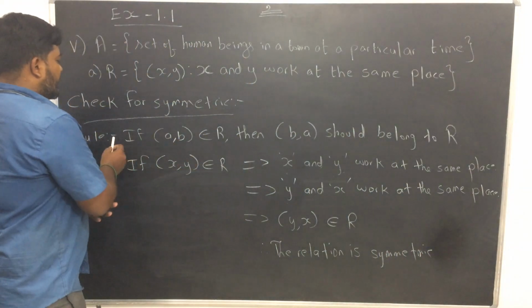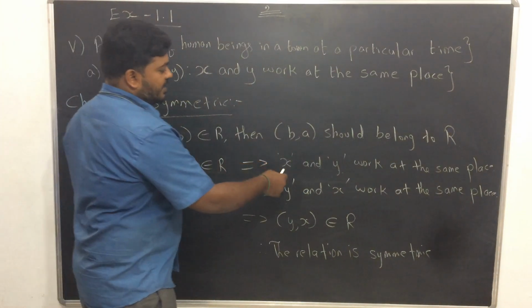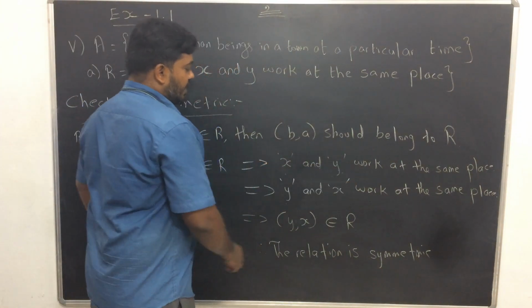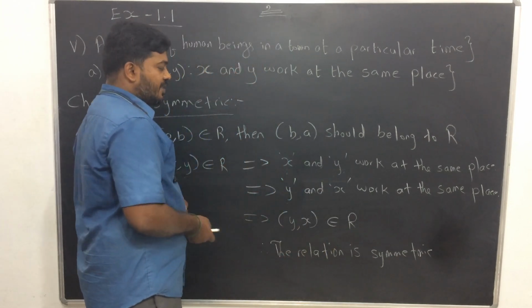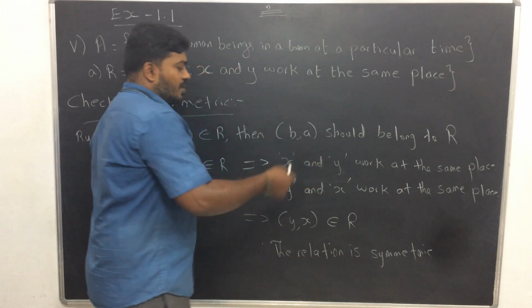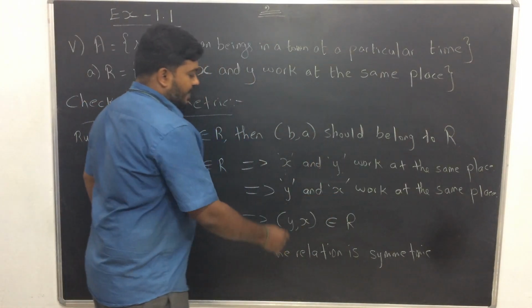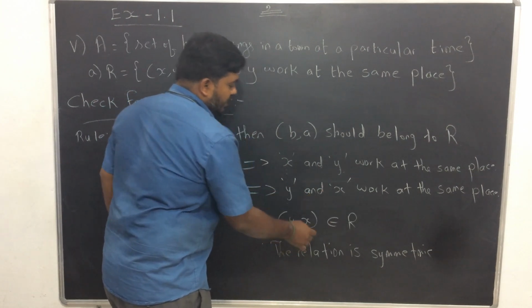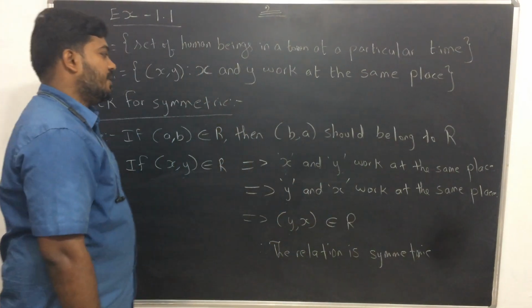So, we started by assuming that if x comma y belongs to R, then it means x and y work at the same place. If I am telling you that x and y work at the same place, then it obviously means that y and x should also be working at the same place. If y and x work at the same place, we can say y comma x belongs to R. Therefore, this relation is symmetric.